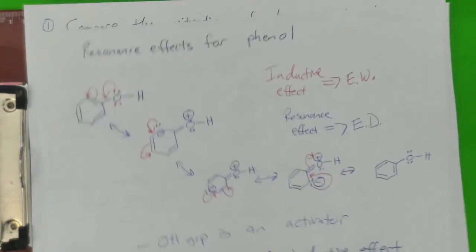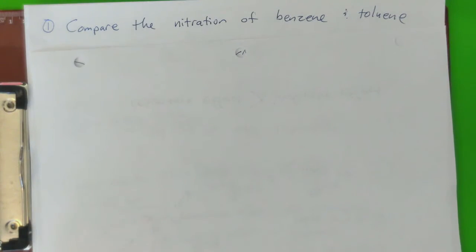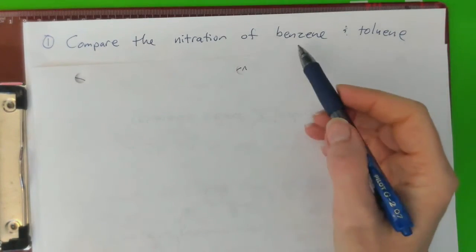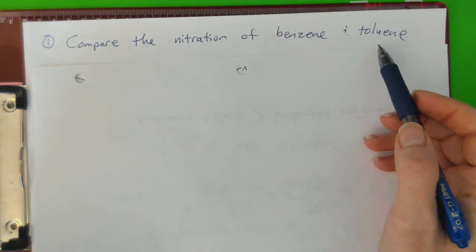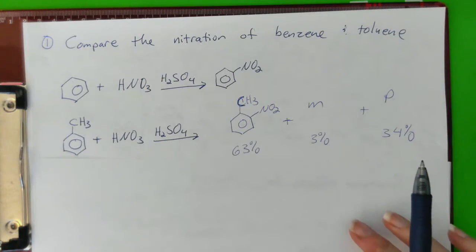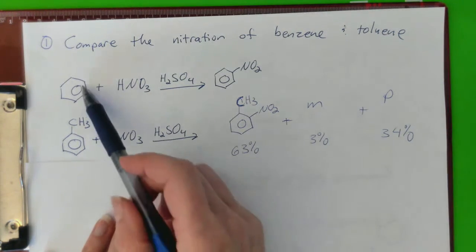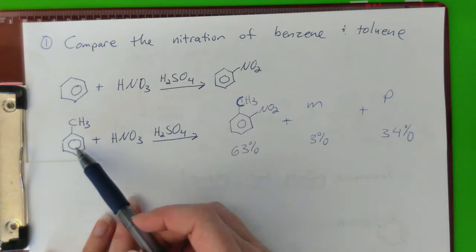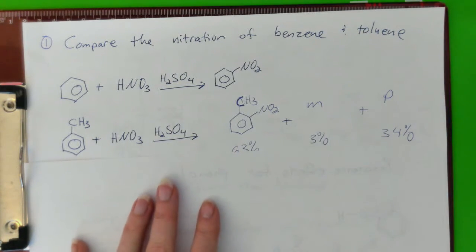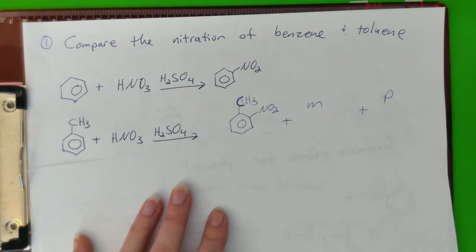Okay. Now what we're going to do is compare the nitration of benzene to that of toluene. Toluene reacts much faster than benzene towards nitration. Here's the nitration of benzene. Here's the nitration of toluene. And here's the ortho product. You can draw the meta and the para.